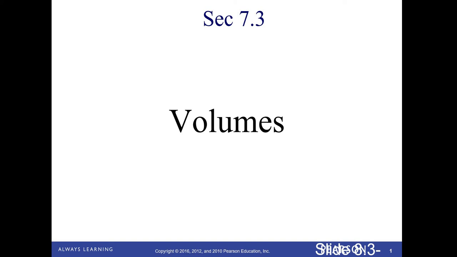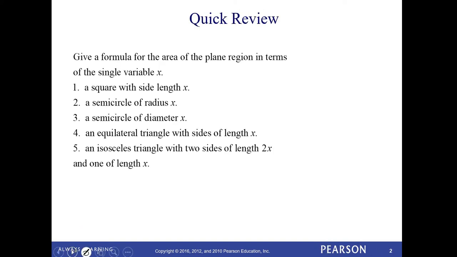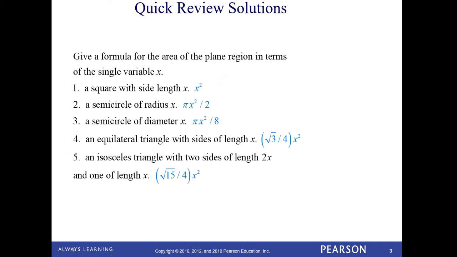Section 7.3 is volumes. So the first thing we want to do is a quick review of volumes of various plane regions. So a square with a side length x, the area is x squared. Go through the others, see if you can come up with areas, pause the video, and then we'll check them together. Okay, these are the solutions you should have gotten.